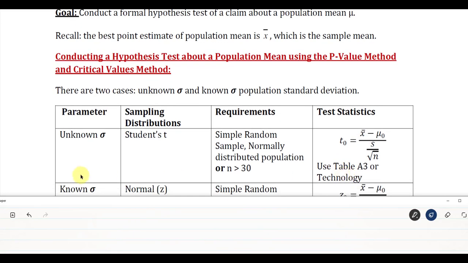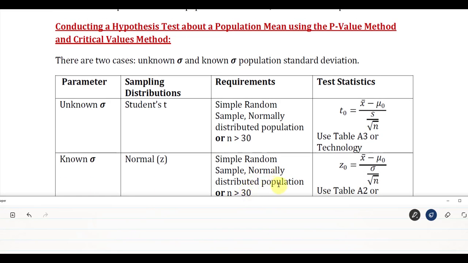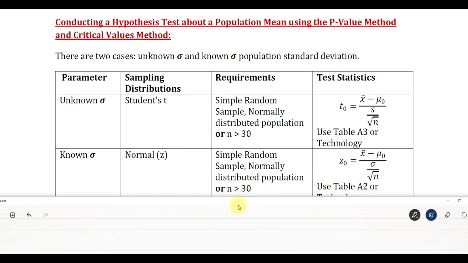And then for the case when we do know the value of sigma, we just have to use the normal or the z distribution. Again, we need to have a simple random sample and a normally distributed population. If the population is not normally distributed, then make sure that the sample size is bigger than 30. And then we just have to apply the z test statistic. Z naught equals x bar minus mu naught over sigma divided by the square root of n.